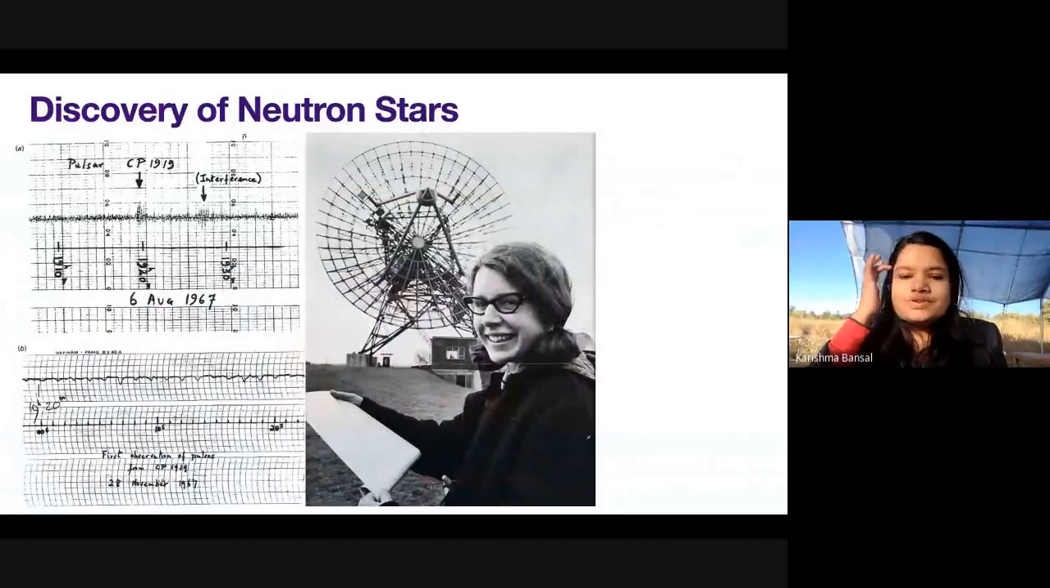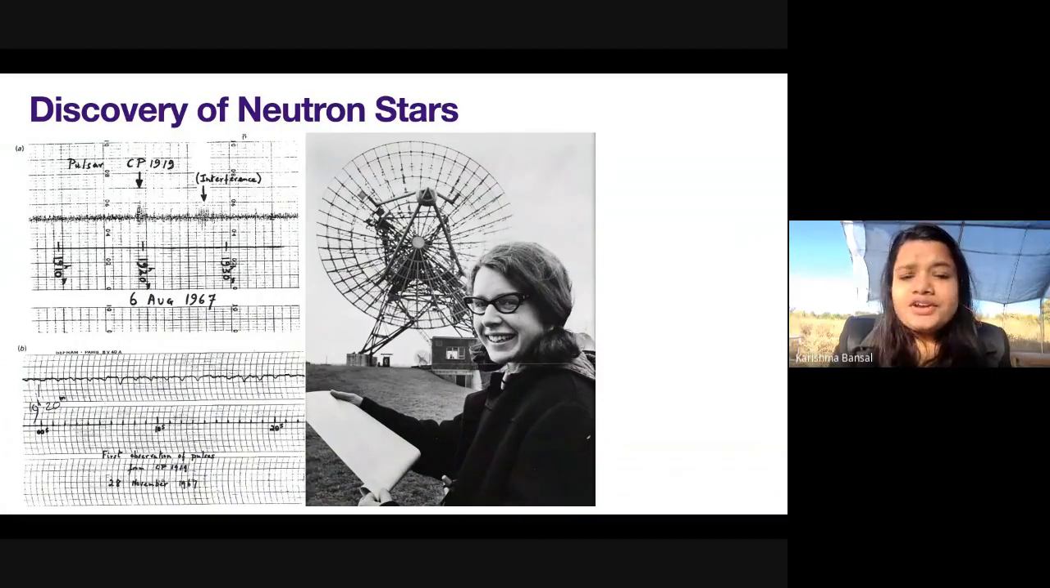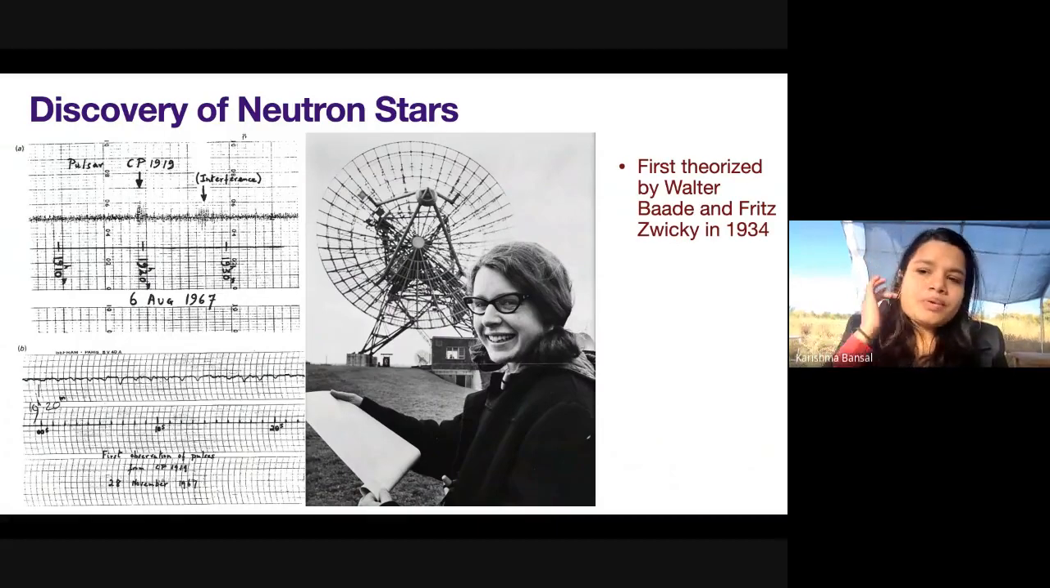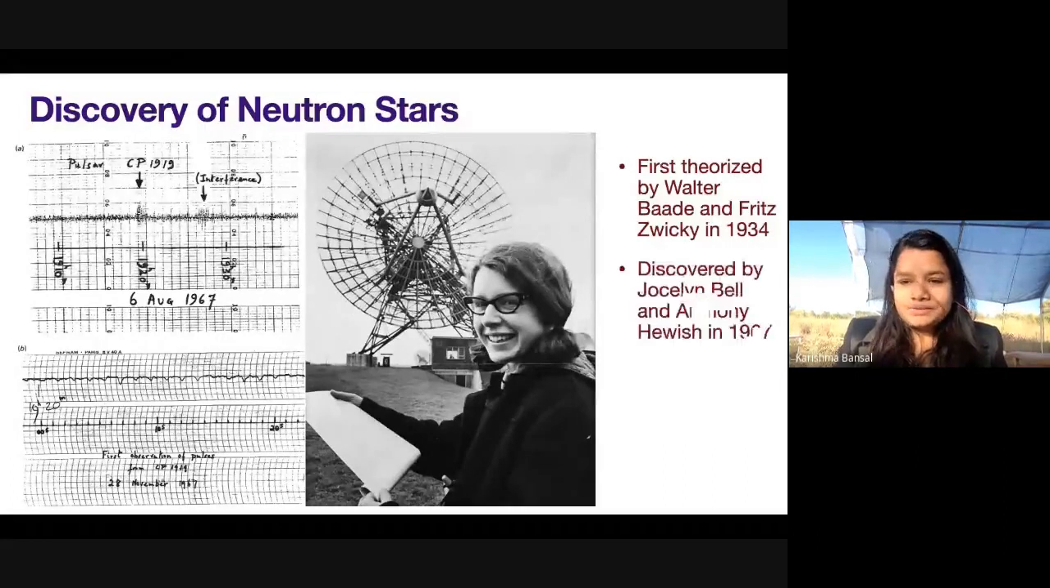In this picture, what you're looking at is Jocelyn Bell. She was the first person who discovered these neutron stars. The idea of the neutron star was first proposed by Walter Baade and Fritz Zwicky in 1934. Neutrons were discovered somewhere in the early 30s. After their discovery, these two theorists figured that there must be some kind of star made up only of neutrons.